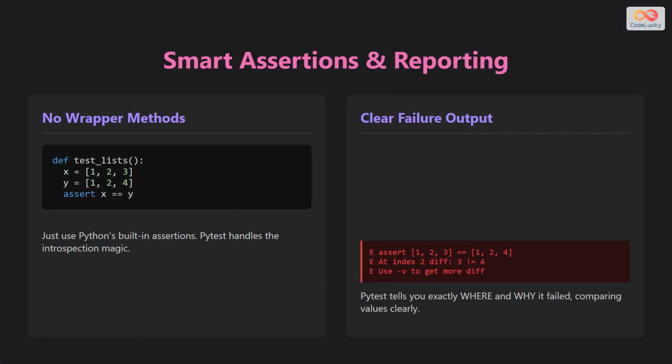One of the best features is the smart reporting. When a test fails, pytest uses introspection to show you exactly what went wrong. You do not need helper methods, just compare values directly. The error message will display a clear diff, highlighting the exact mismatch between expected and actual values.